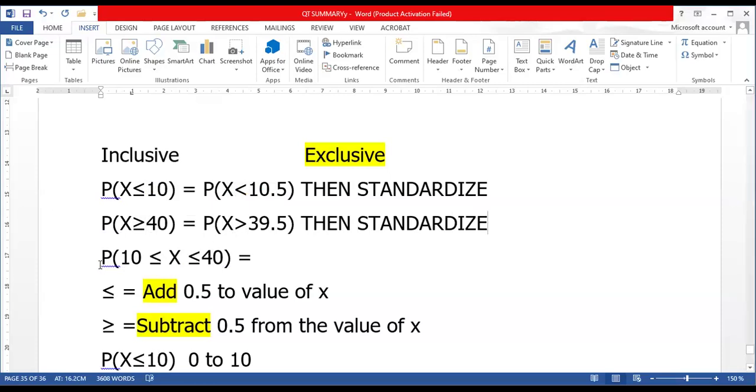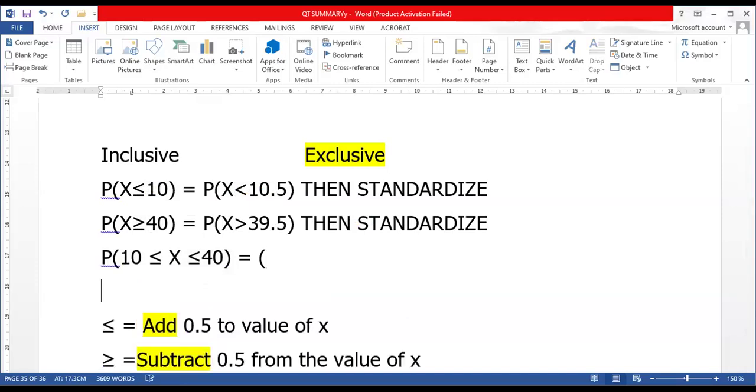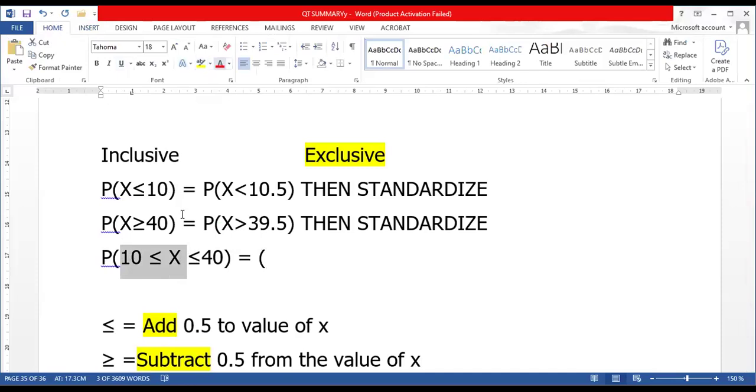Then if it's this, what do you do? Who can tell me? From your reasoning, what do we do, without spoon feeding you? If 10 is less or equal to x, x is what? You guys, are you with me?